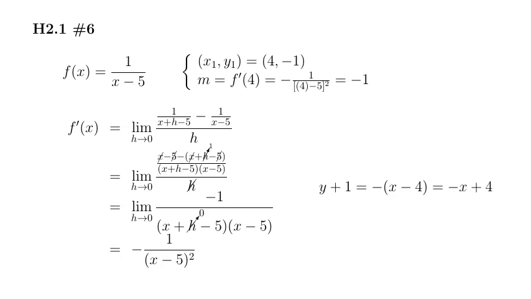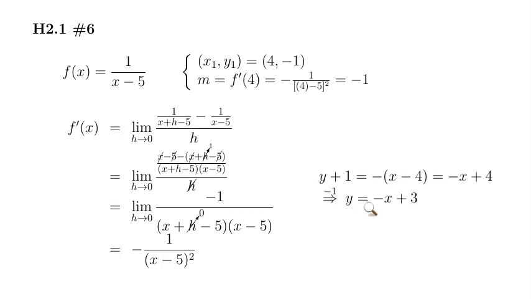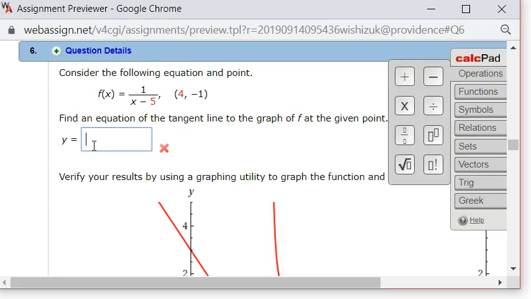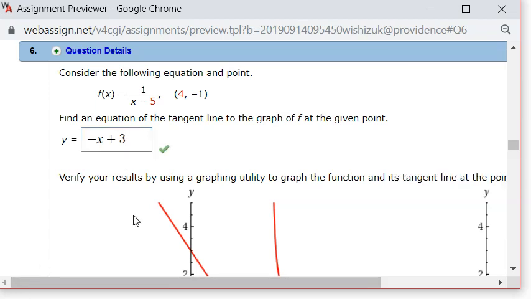So we got that. All right, then if you want, we can isolate y by simply subtracting 1 from both sides. So we end up with y equals negative x. So 4 minus 1 would be 3, right? So the equation of the tangent line is negative x plus 3, right? So let's type it in. All right, so the equation is negative x plus 3, right? So let's go ahead and check the answer. All right, I came back and it looks like we got this one correctly.